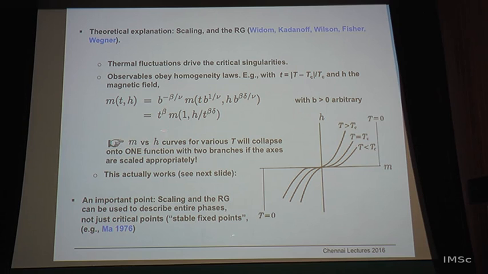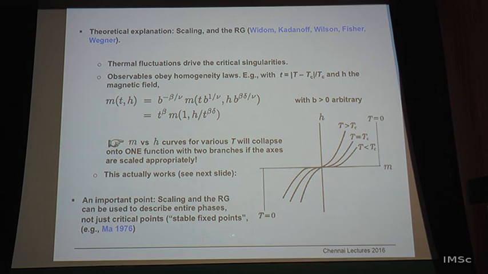And what scaling says is if you plot the correct combination of things here, then these curves will all collapse onto two curves. One for all temperatures below Tc and one for all temperatures above Tc. That's the visual message that's given by the scaling law. See, if we take M, divide by t to the beta, then the result will be a function only of this combination. That actually works.